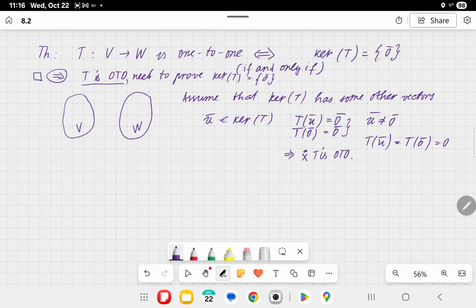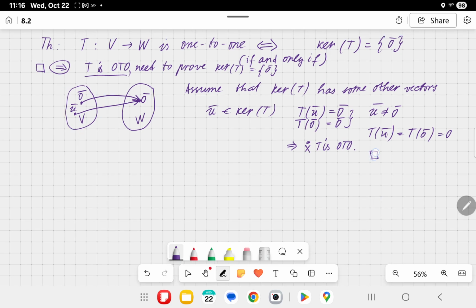So we did the proof. I'm trying to draw that. We know that 0 always goes into 0, but if we have some other vector U, which also goes into 0, is it possible? Well, we know that this picture is not possible for one-to-one transformations. I was specifically showing that. Okay, we proved the first part.